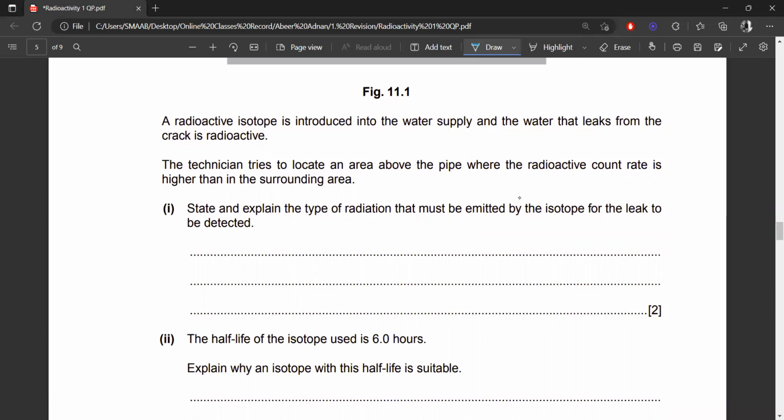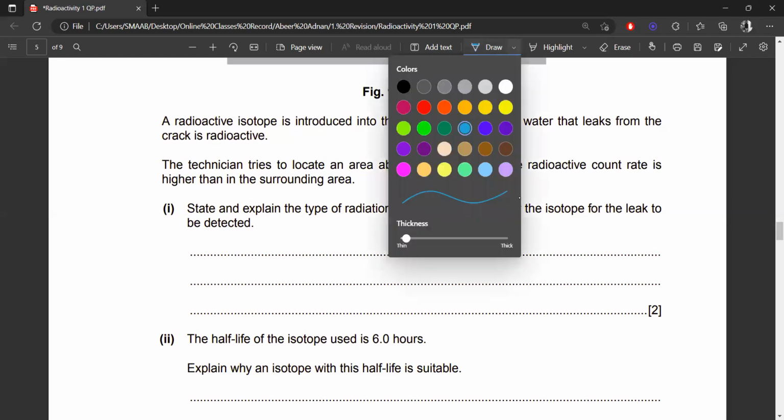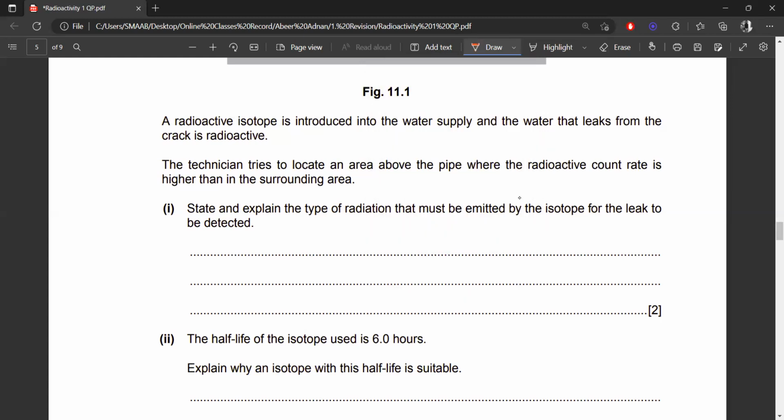So there are three types of radiation, and we know that alpha can be stopped by paper, right? And beta can be stopped by a few millimeters of aluminium. But for gamma, we need lead or a concrete wall or safety over there to stop that radiation. So now which type of radiation do we have to use over here? Gamma. Gamma, because gamma can easily penetrate through the ground. So that's why we are using gamma: highest penetration power, right?